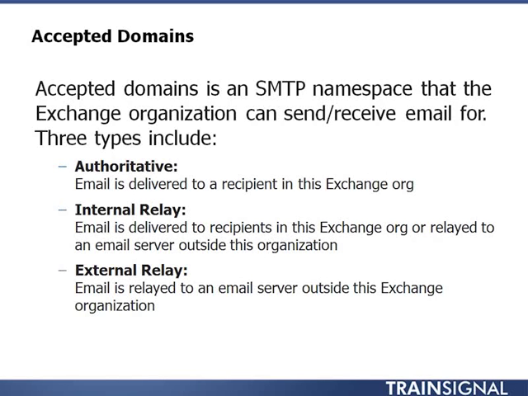Starting with accepted domains. Accepted domains is an SMTP namespace that the Exchange organization can send or receive email for. There are three different types, and these include an authoritative accepted domain. That's where email is delivered to a recipient in this Exchange organization. There's internal relay. That's where email is delivered to recipients in this organization or relayed to an email server outside the organization. And then there's external relay, where email is relayed to an email server outside the Exchange organization.